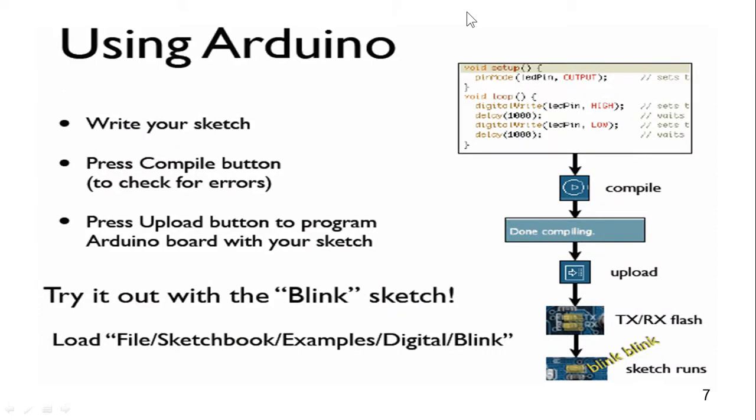Okay, so what happens: we write our code, we write our sketch, and we press the compile button. The program checks for errors, and if there is no error, we press the upload button and the sketch is uploaded to our Arduino board. While the uploading is done, you will see two lights with TX and RX blinking.